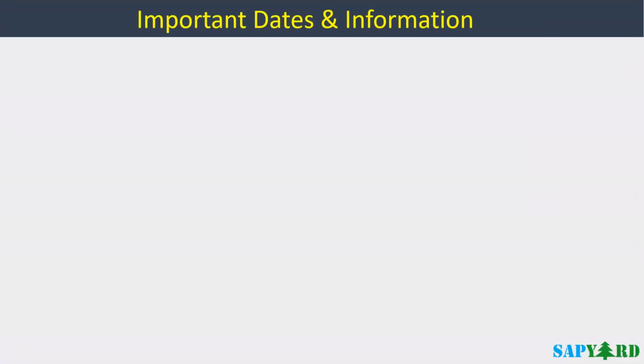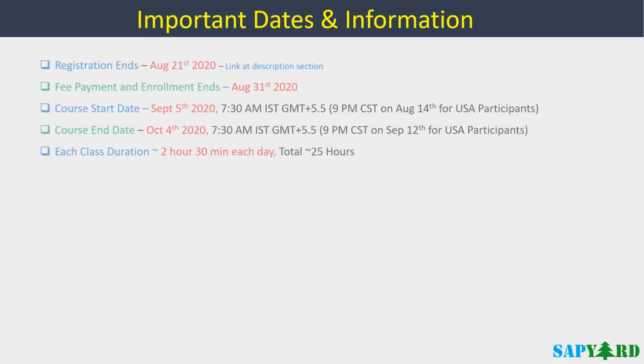Let us look into some important dates and information. Registration for this training closes on August 21st. The registration link is provided in the description section of this video. Payment of the fee and enrollment process ends on 31st August 2020. The first class starts on 5th September 2020 at 7:30 AM IST. Please note that the Indian Standard Time is 5.5 hours ahead of the GMT time. Our last class will be on the 4th of October 2020.